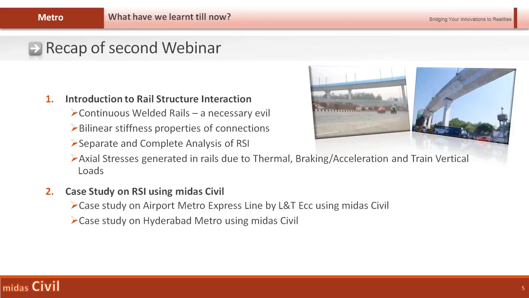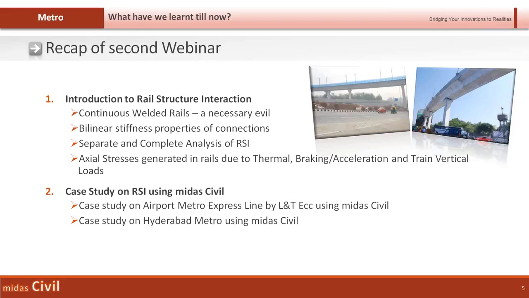Separate analysis comprises the thermal, horizontal and vertical stresses being calculated separately, and then we do a summation of all those things together. And in complete analysis, we do a staged analysis, if you remember. We also discussed the axial stresses generated in rails due to thermal effects, braking or acceleration, and train vertical loads.